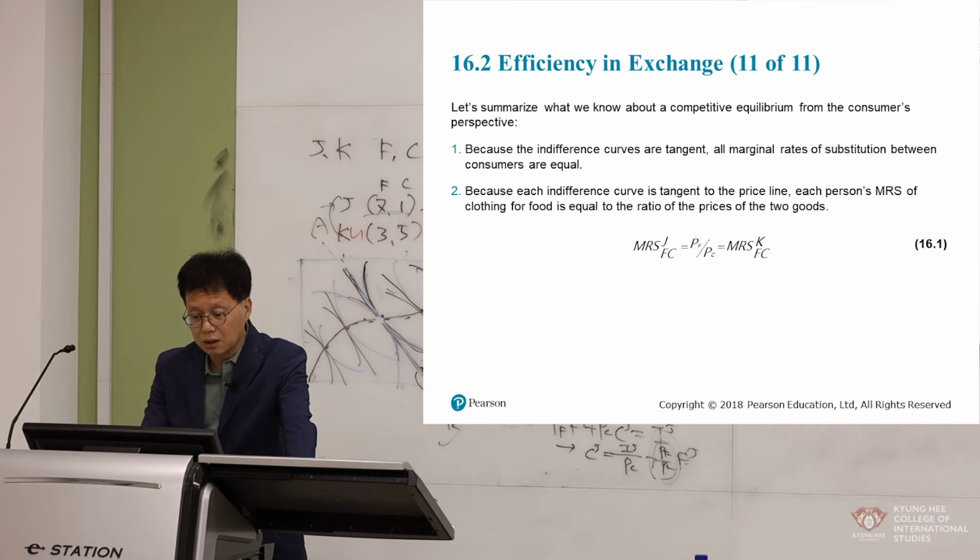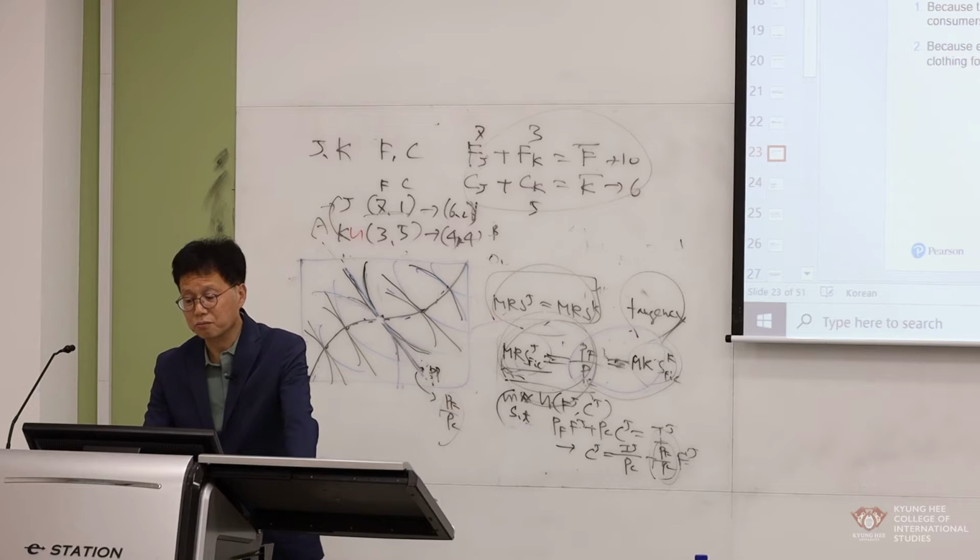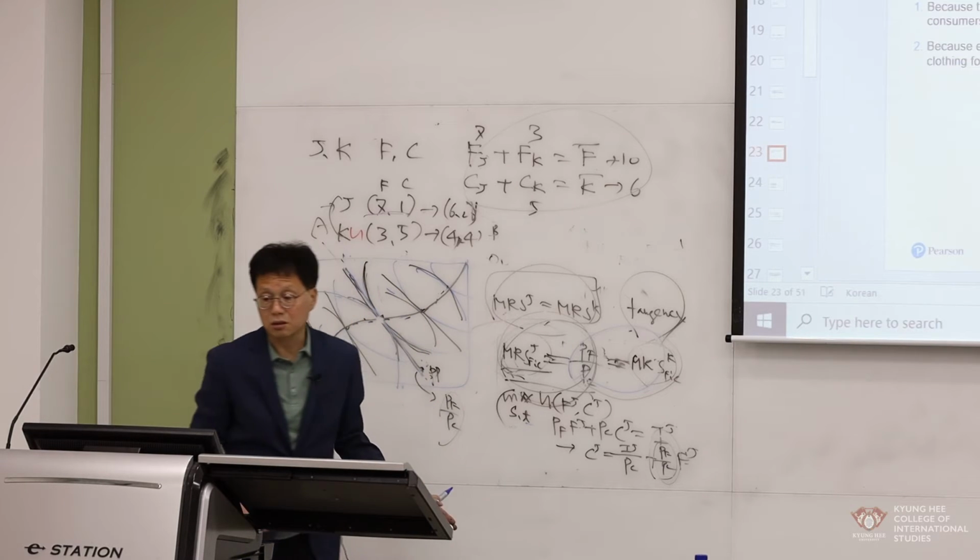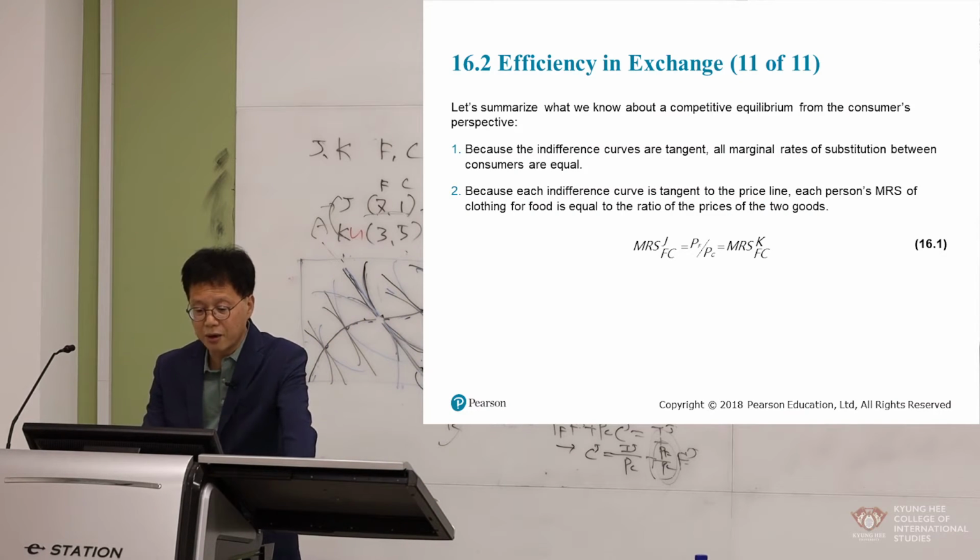Let's summarize what we know about competitive equilibrium from the consumer's perspective. I already explained. Because the indifference curves of James and Karen are tangent, the marginal rates of substitution, MRS of James, is equal to MRS of Karen. Because each indifference curve is tangent to the price line or budget constraint, each person's MRS of clothing and food is equal to the ratio of the relative price of food in terms of clothing. That is equation 16.1.